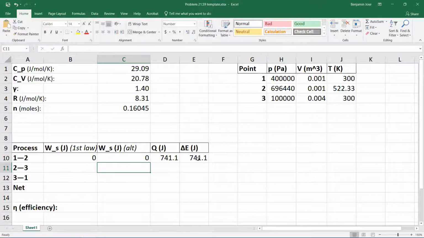So let me go ahead and just implement that formula. This only works for an ideal gas, for an adiabatic process. Don't try to apply this formula for an isobaric process. It's not going to work. Besides, there's a simpler formula for isobaric.